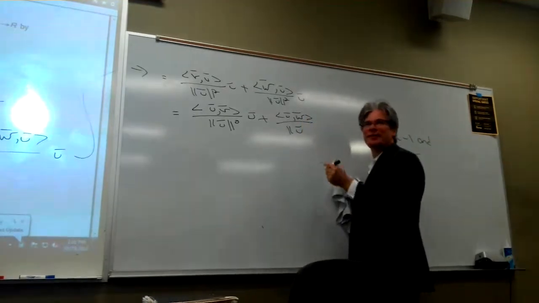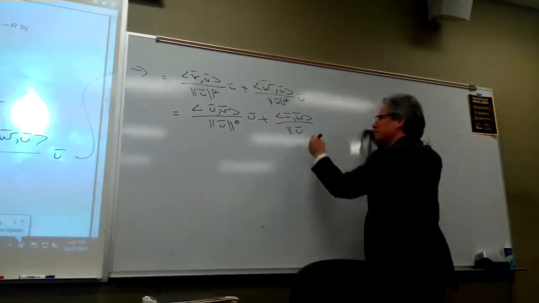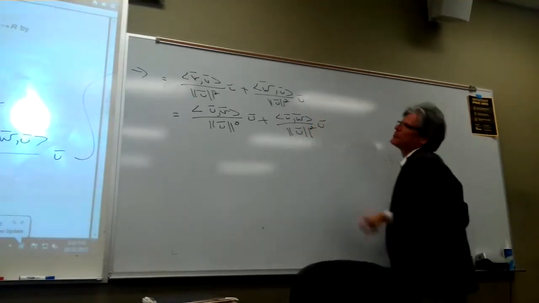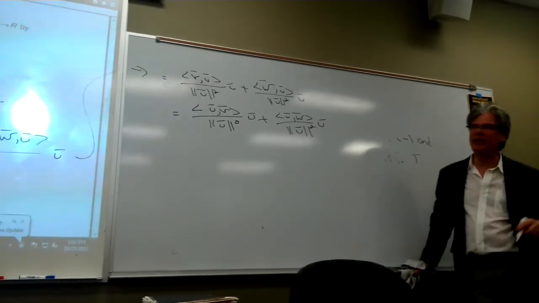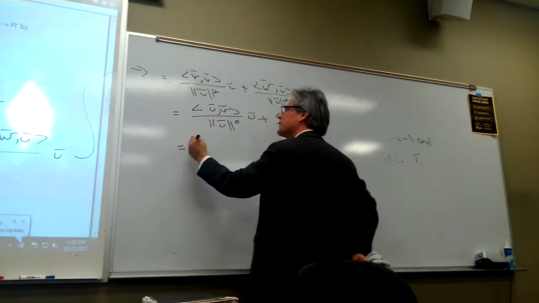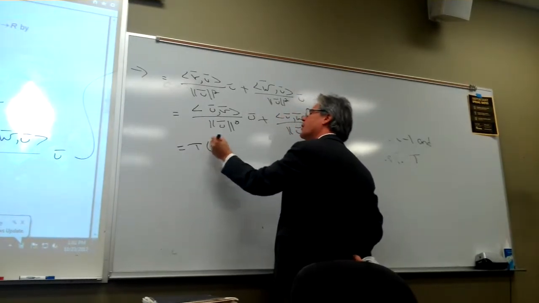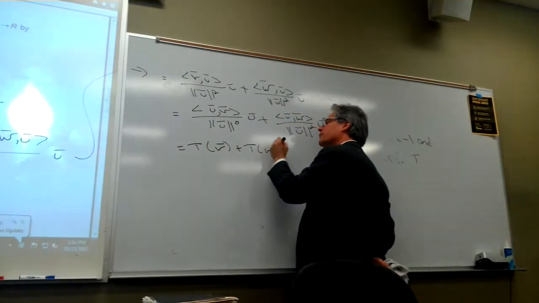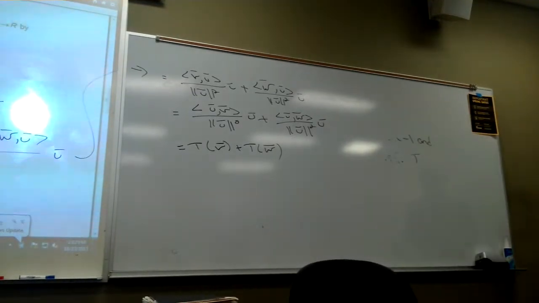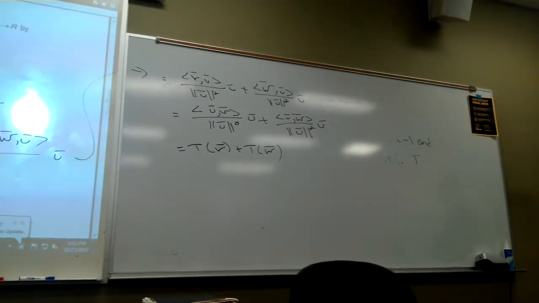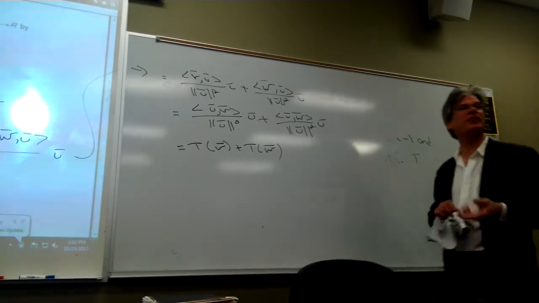As I recall, things didn't go over very well with that question last semester. What's next? Now it's T of U bar. Doesn't this just give me T evaluated at V bar plus T evaluated at W bar? I've shown that first linearity property. Awesome. Well, now you get to show the second one. No, that's true. But you get the idea.